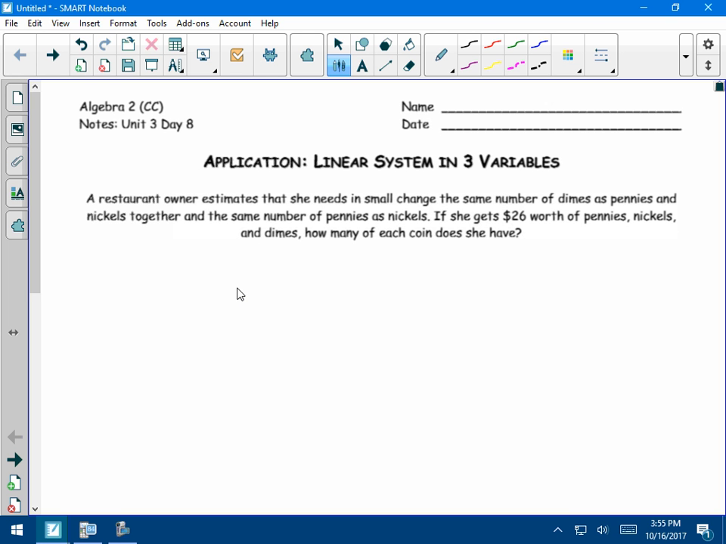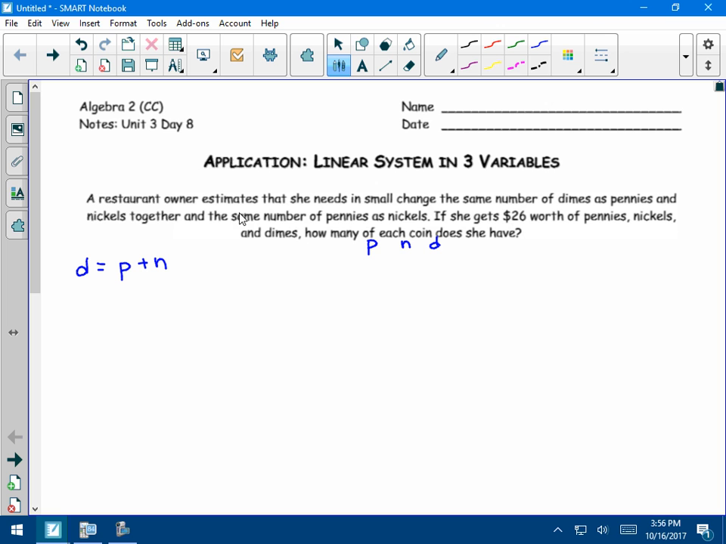Okay, so I've got to translate this into some equations. I want to know how many of each coin. So she's got pennies, nickels, and dimes. Those are going to be my 3 variables, P, N, and D. She needs the same number of dimes as pennies and nickels together. So number of dimes, D, is the same as pennies and nickels together. What would that look like? D equals P plus N.